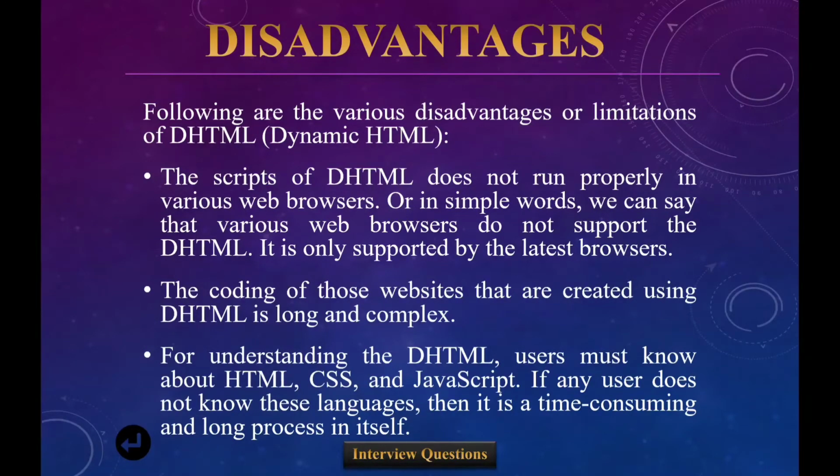The coding of websites created using DHTML is long and complex. To understand it, DHTML users must know about HTML, CSS and JavaScript. If any user doesn't know about these languages, then it is a time-consuming and long process in itself. They must know HTML, cascading style sheets and JavaScript, otherwise it is very time consuming.